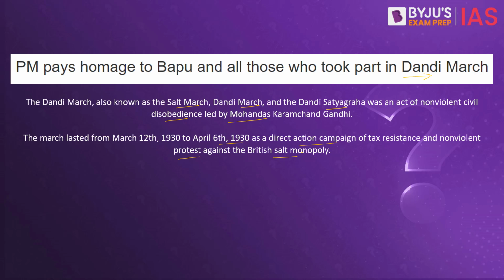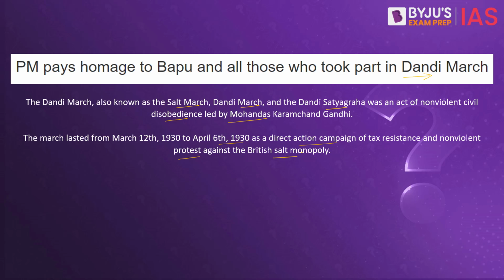What is this Dandi March? When you look at the British Empire, they came up with some heinous laws in the past. We did recently discuss the Rowlatt Act, and one such similar law is the salt tax introduced by the British Empire. What exactly happened? The salt tax made sure that the British had a monopoly on the collection and manufacture of salt. They even levied taxes on the collection of salt as well.